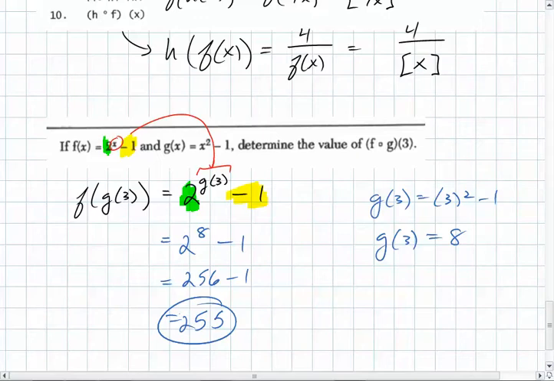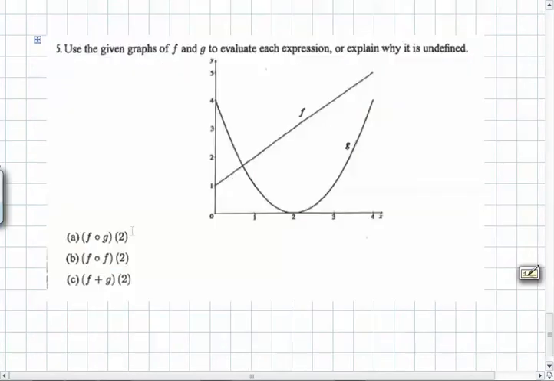Computers like that number. What does that first one mean, Mr. Burrows? What does this mean, right there? F of g of what? 2. So what do we need to figure out first? Don't move. What do we need to figure out first? G of 2. So how do you find g of 2?